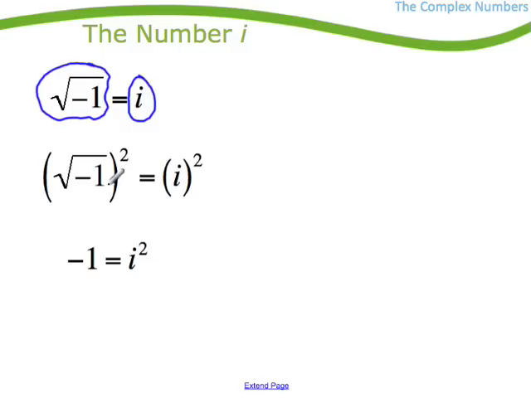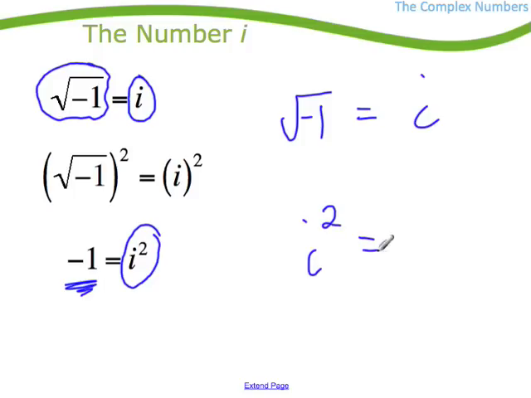Also, if you square both sides, using that principle of powers, if I square this side, I come up with a -1. Square this side, I come up with an i squared. So anytime I see an i squared, I can replace that with a -1. So the two things that we'll be looking at: if I have the square root of a negative number, I can replace that with just a plain i. Or if I see an i squared, I can replace that with -1. Those are the two critical things that we need to be able to do as we proceed through adding, subtracting, multiplying, and dividing complex numbers.